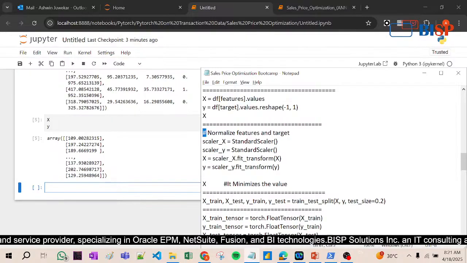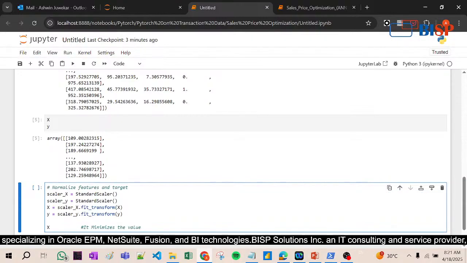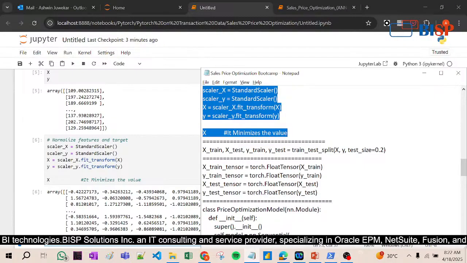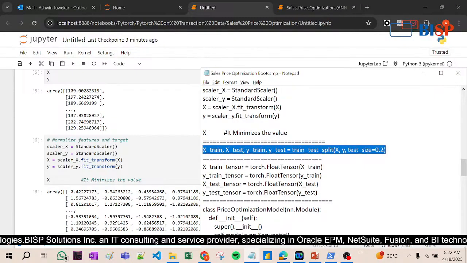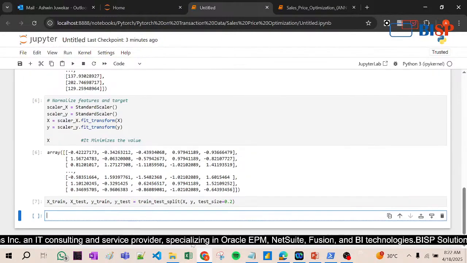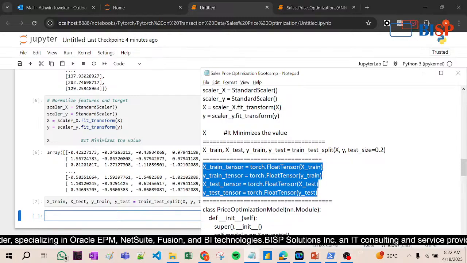Now we have to normalize the data. Look at this, it minimizes the value, it converts the value in the form of -1 to 1. This is the internal mechanism, we don't need to worry about this. Okay, now see here, X train test. Now look at this, this is the train test split, 80% for training purpose and 20% for testing purpose, right? Now here you will see X train tensor. Now we are converting this data into tensors.